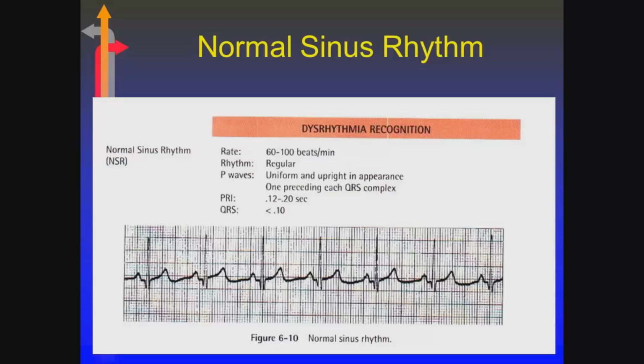Normal sinus has a rate somewhere between 60 and 100 beats per minute, where the origin is the sinus node, giving us a normal, upright, uniform-looking P wave. The PR interval is somewhere between 0.12 and 0.2, you should know that. The QRS complex is less than 0.1, you should know that. Okay, and that's just a normal sinus.